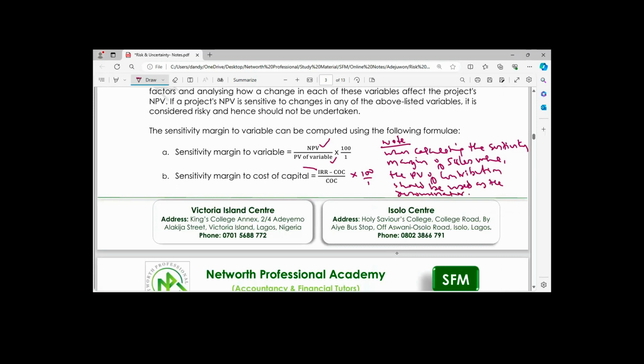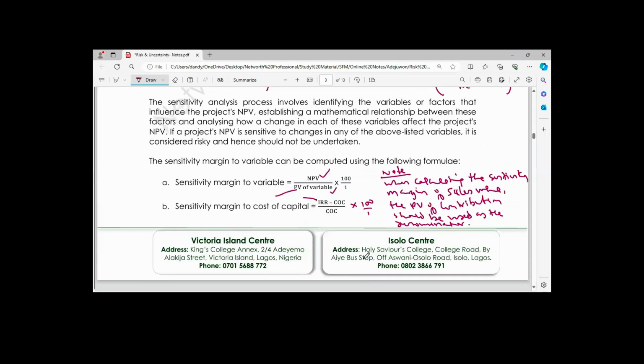That's that. So what that means is that once you get to this PV here, whenever you want to calculate the sensitivity margin of sales volume, you are supposed to use the present value of contribution as your denominator. So let's have an illustration to that effect.